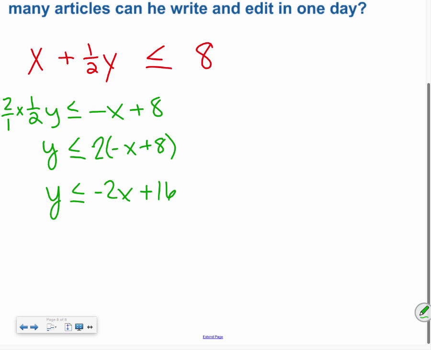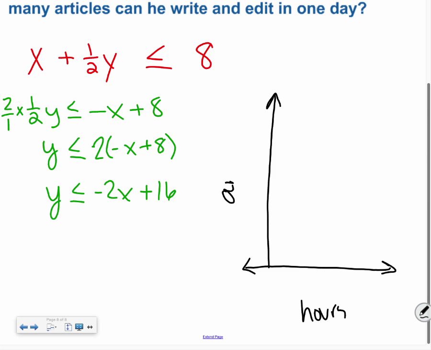Alright, and then if I were to graph that, I'm going to think about this graph. It's a story problem, and I'm told that he's working so many hours, and this is the number of complete articles. I only need the first quadrant because he can't work negative hours, which would be over here, and he doesn't care about incomplete articles, which would be down below. So I only need the first quadrant for this problem.